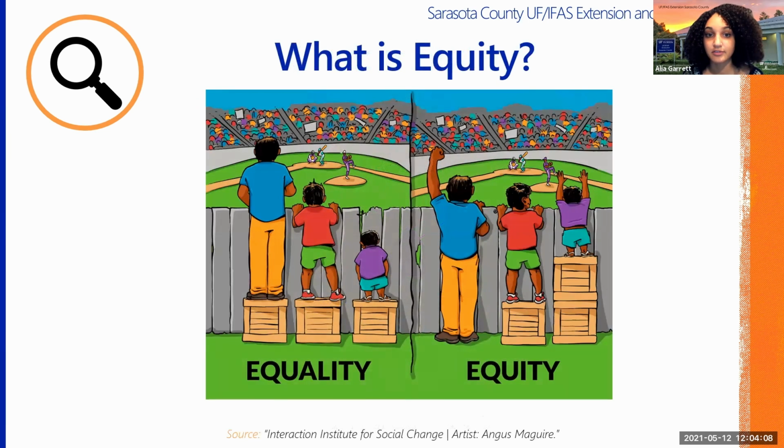And what is equity? So this is a really famously cited illustration. And as you can see, there's three people trying to peer over a fence to watch a game. And if we treated them equally and we gave them all the same size box, you see that the one furthest on the right still can't see. So if we treated them with equity, the person on the right would get two boxes and then they would be able to see. So treating people equally isn't always fair.